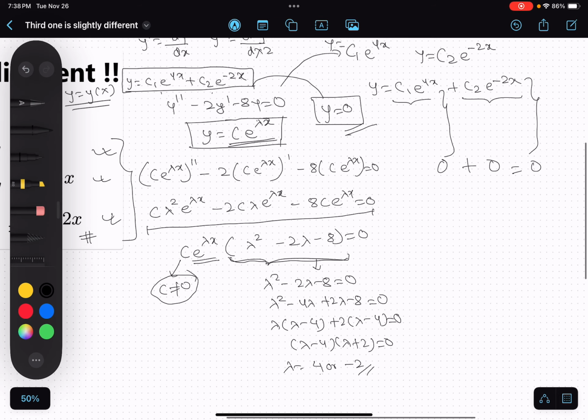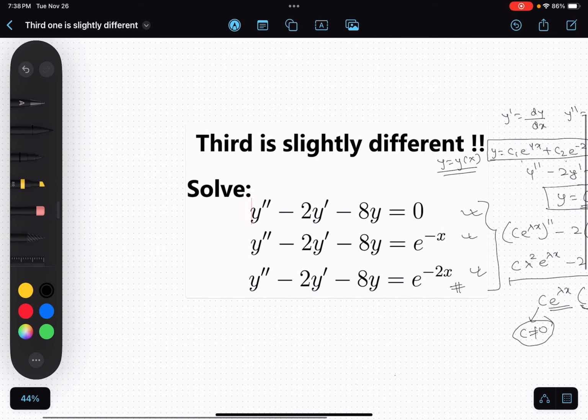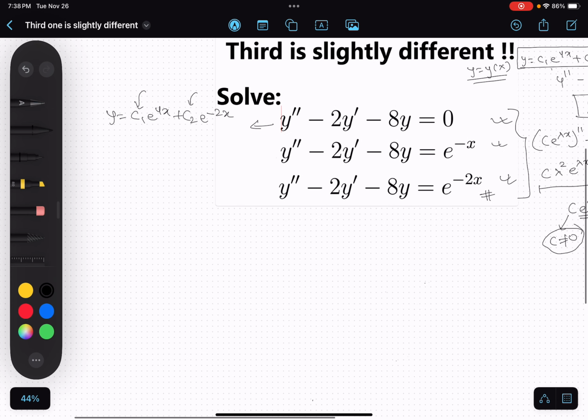You get the idea, right, for how we solved it? So the solution for this one is c1 e^(4x) + c2 e^(−2x) for any values of c1 and c2. This will always be satisfied. Even if c1 and c2 are 0, this will be satisfied. Now let's try to solve this equation.